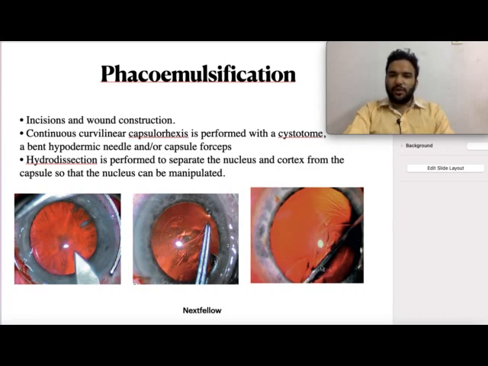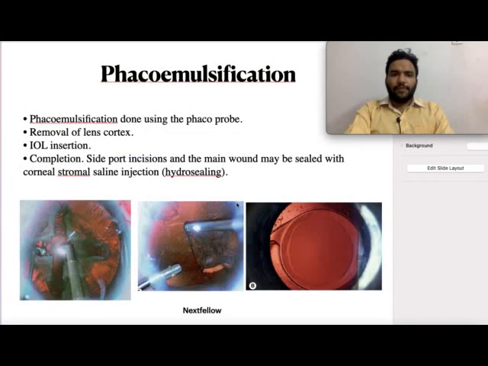That is to separate the cortex and nucleus away from the capsular bag. Then we do the phacoemulsification, that is we break it, separate it, and then eat it up. Then removal of the lens cortex, and then we place the IOL. This is how it is after placing the IOL. After completion, we do hydro sealing. We inject saline on the open wounds.